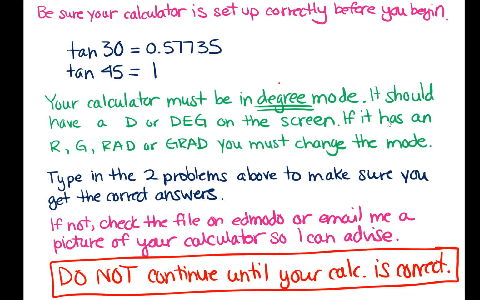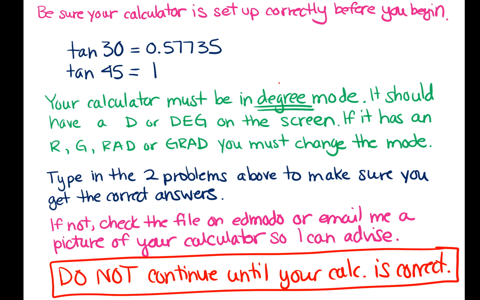Before we begin this lesson, you need to make sure that your calculator is in degree mode. So it must be in degree mode. If you find the button that has a TAN on it, press that tan button, and then 30 for 30 degrees, and press enter. When you do, you should see 0.57735. If you do, then your calculator is in degree mode.